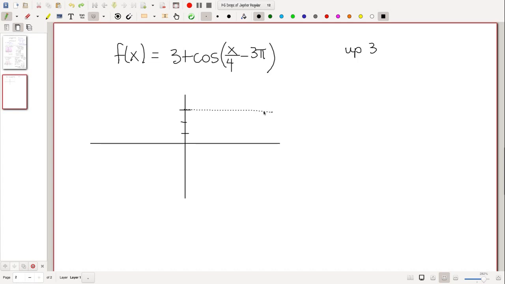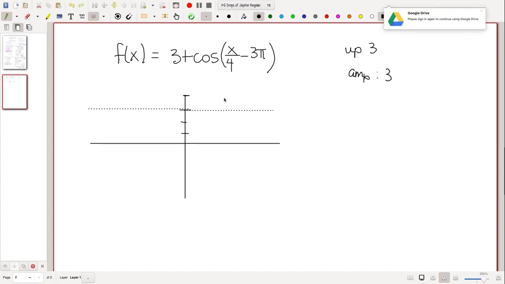Let's go forward, backwards. We're just going to go with that. And then from the middle of my graph, since there's nothing in front of here, my amplitude is 1. So from that 3, we're going to go up 1 and down 1. So this graph is only going to stay between 2 and 4. So your range is 2 to 4.